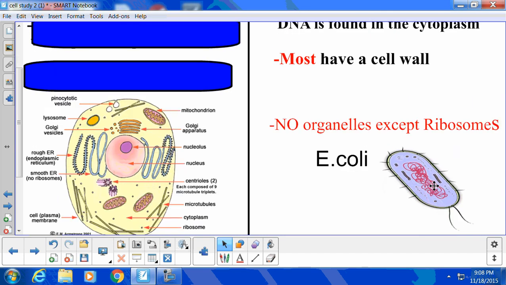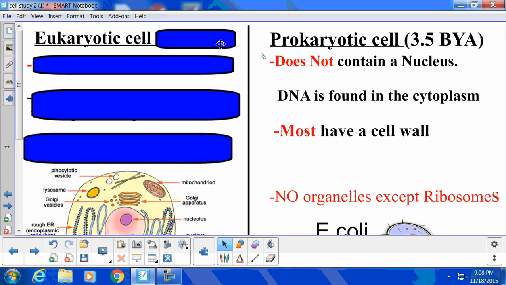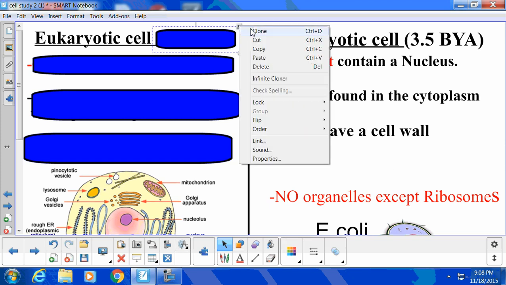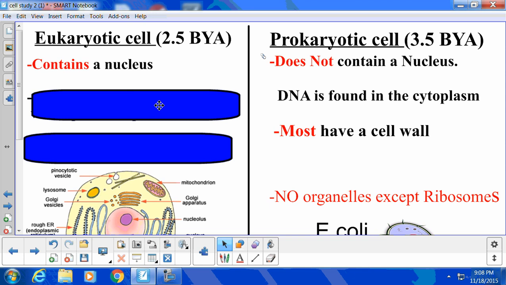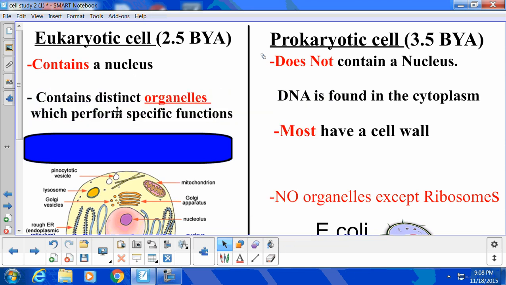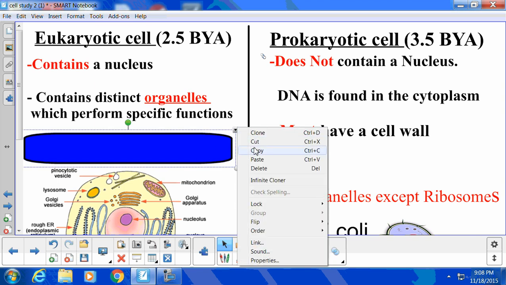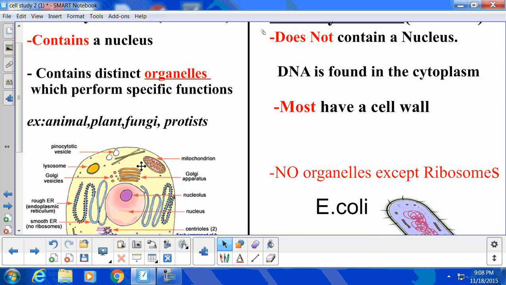But E. coli are a prokaryote kind of cell structure. Very simple, no nucleus. And then you have the more common type of cells that we're familiar with, and they evolved about 2.5 billion years ago. They're called eukaryotes, and they have a nucleus. Not only do they have a nucleus, but they contain many, many different organelles, which I'm sure some of you are familiar with, and they have special jobs. And these are like animal cells and plant cells, fungi like mushrooms, and some protists like amoeba and paramecium.